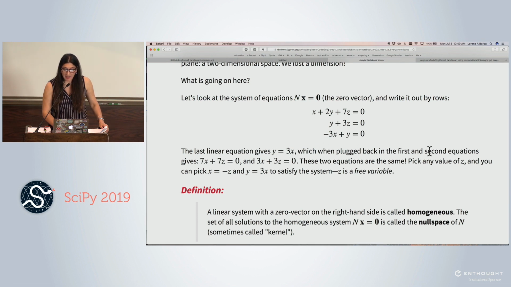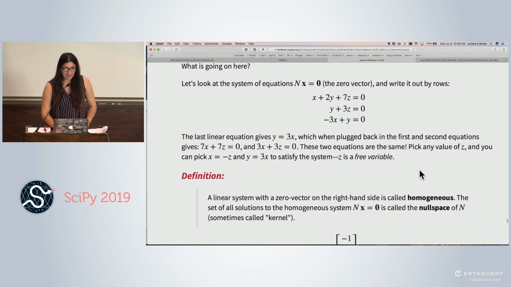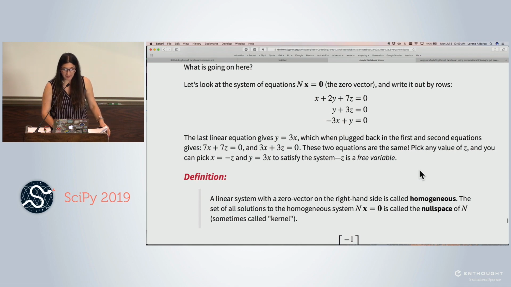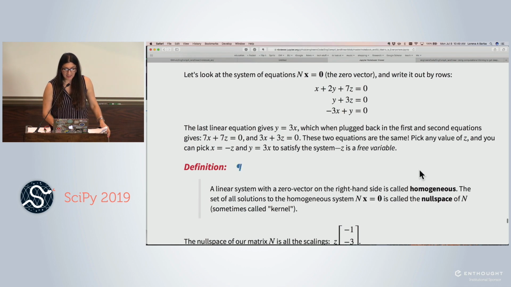And when you plug that back into the first and second equations, you get essentially the two equations which are the same. One is a multiple of the other. You can pick any value of z, and then that will give you x and y to satisfy the system. We can call z a free variable, and in fact, this system is a bit special, and using the zero vector on the right-hand side helps us figure this out.